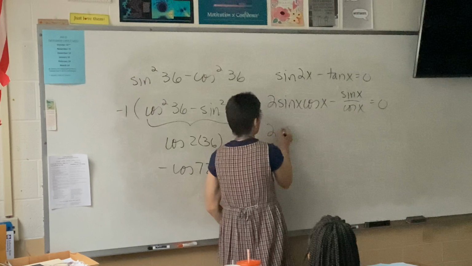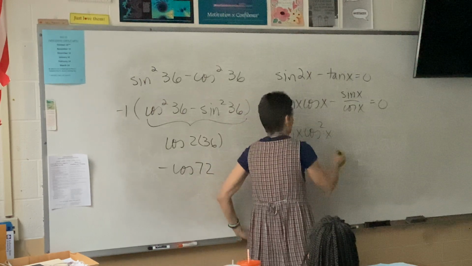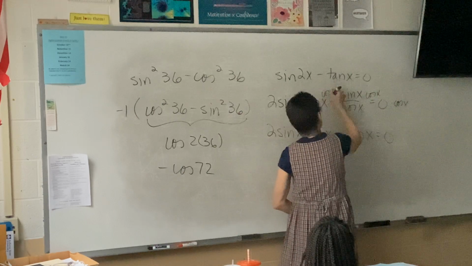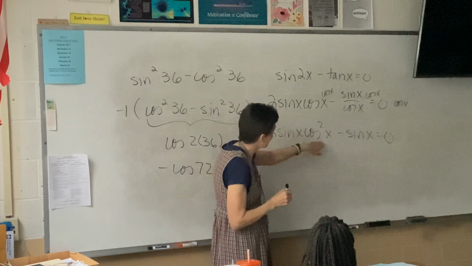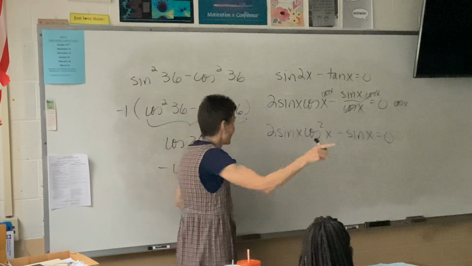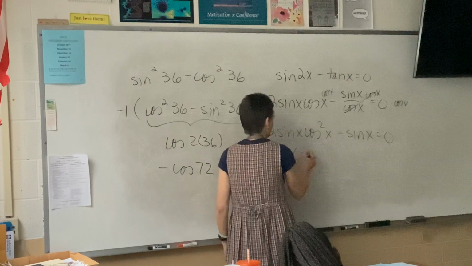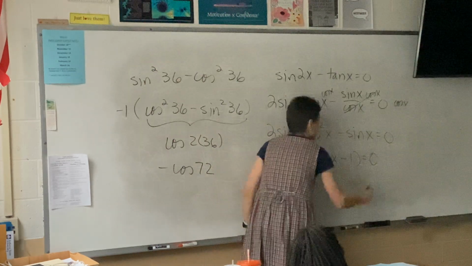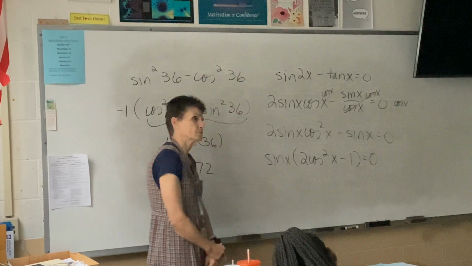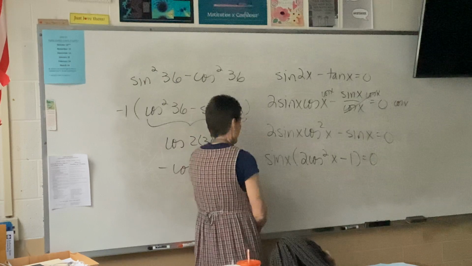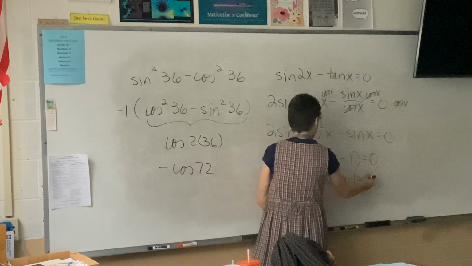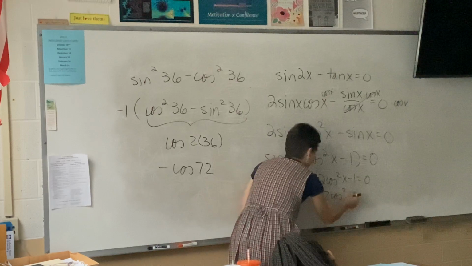So if I multiply everything by cosine, I'm going to have a cosine squared, and then minus sine equals 0. So I'm multiplying this by cosine, and this by cosine. So that's how I got 2 sine cosine squared. That canceled, and that's still 0. Factor out a sine. And that leaves me with 2 cosine squared minus 1. And then what do I always do after I factor? Set it equal to 0. So either sine equals 0 or 2 cosine squared minus 1 equals 0, which means 2 cosine squared equals 1.